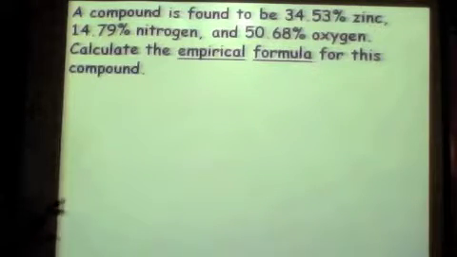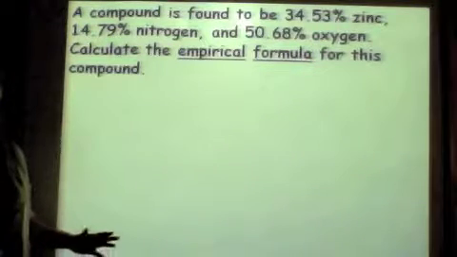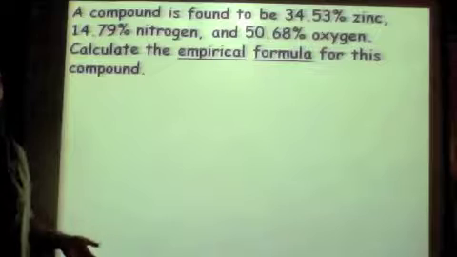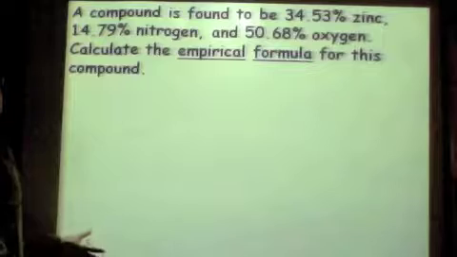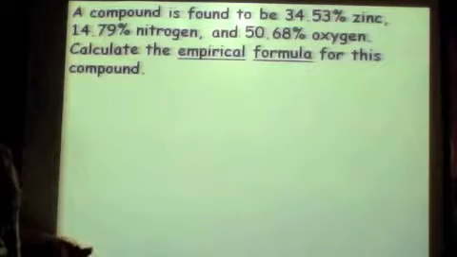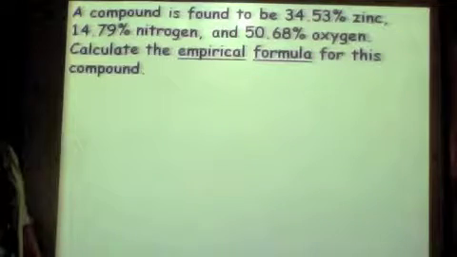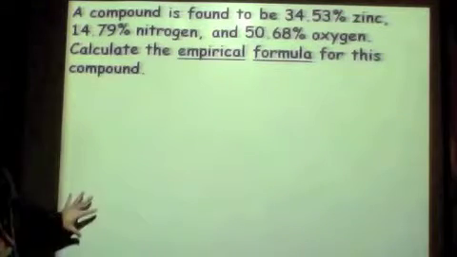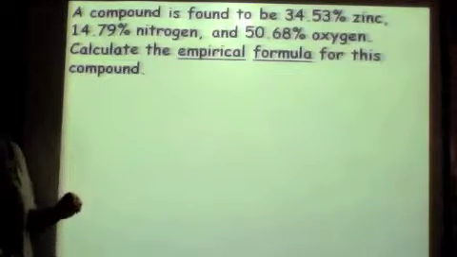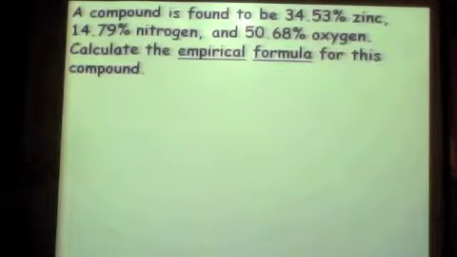Now this is somewhat what forensic scientists do. They find a bunch of different elements or chemicals laying around a crime scene, and they're responsible for figuring out what that substance is. So they do analysis of what chemicals are there. Then they take these percents and figure out what compound, what actual substance was at the crime scene, and then they go from there. This is what those forensic scientists do on TV and in real life. So at the crime scene, they found 34.53% zinc, and so forth.